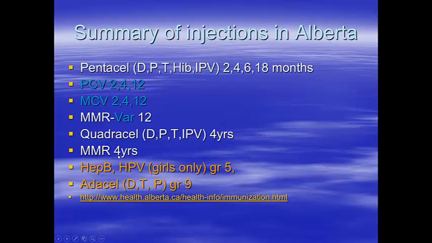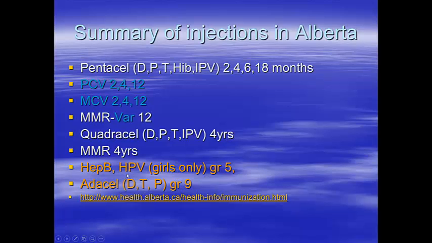Measles, mumps, and rubella, second dose, 4 years of age, again live viral vaccine. Hepatitis B is given in school in grade 5, and human papillomavirus. This is given currently to girls only, but the Alberta Ministry of Health has just recently announced that they will be giving it to boys as well.